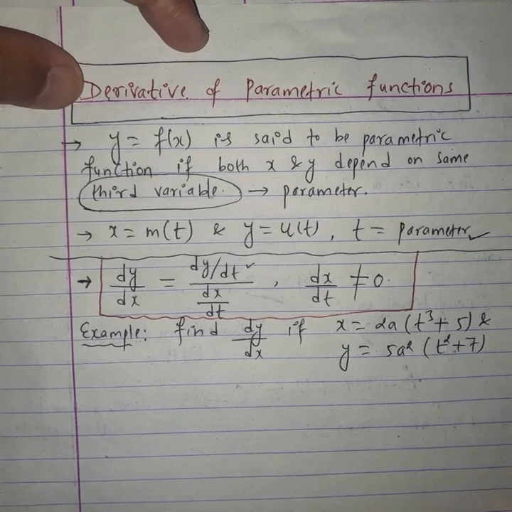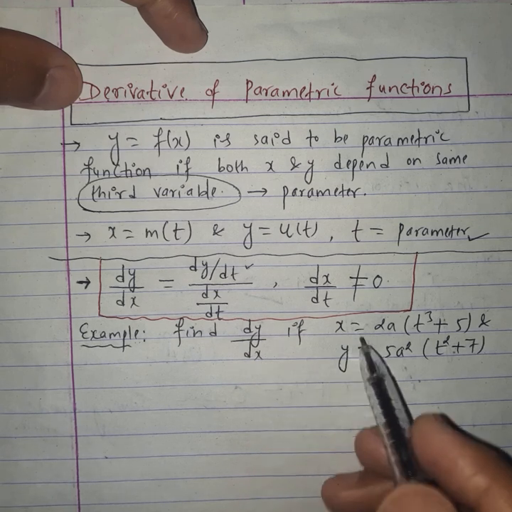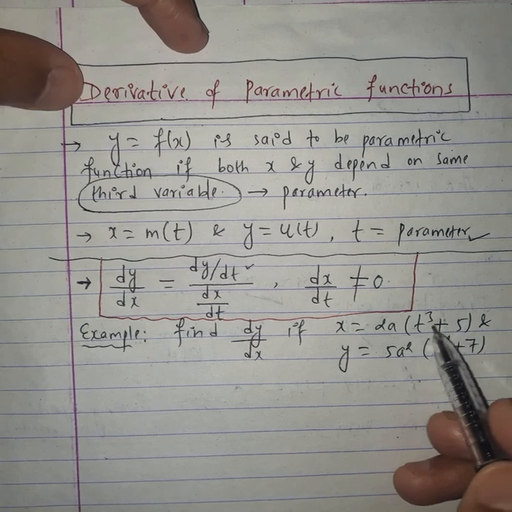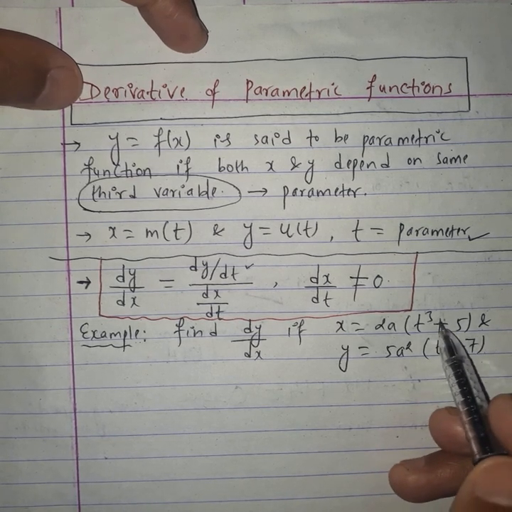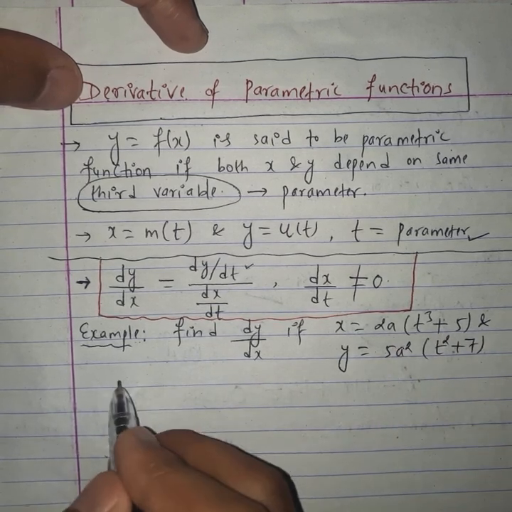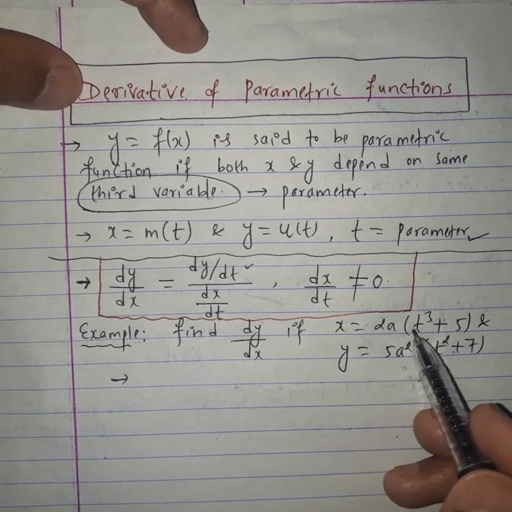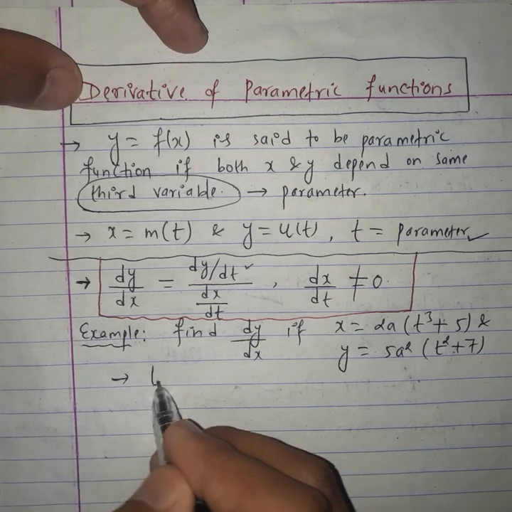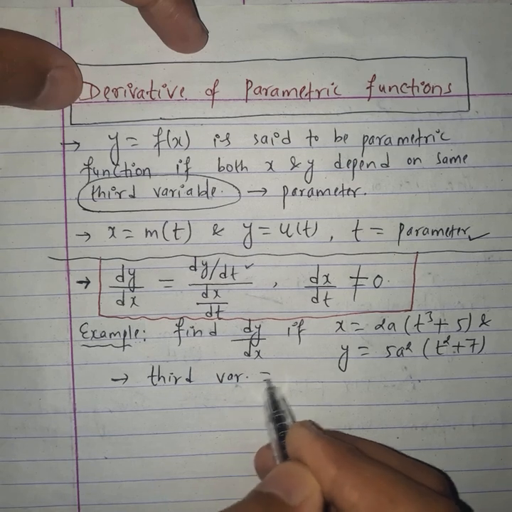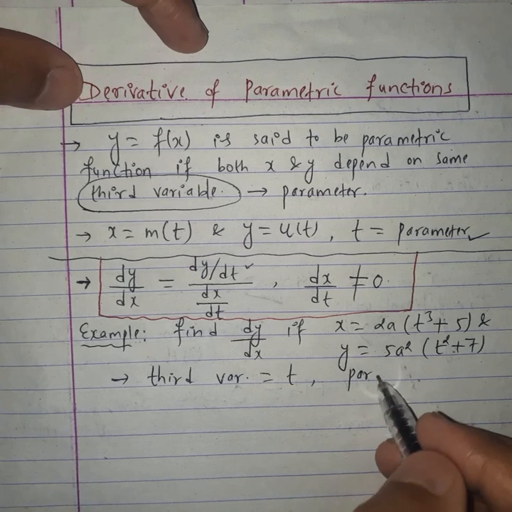Here we are going to calculate the derivative of y with respect to x, and both the variables x and y are expressed in terms of the third variable t here. The third variable is t, so the parameter is t. Let me write here, the x and the y are both expressed in terms of t, so t is the third variable. It is also called the parameter. We already defined what the parameter is.